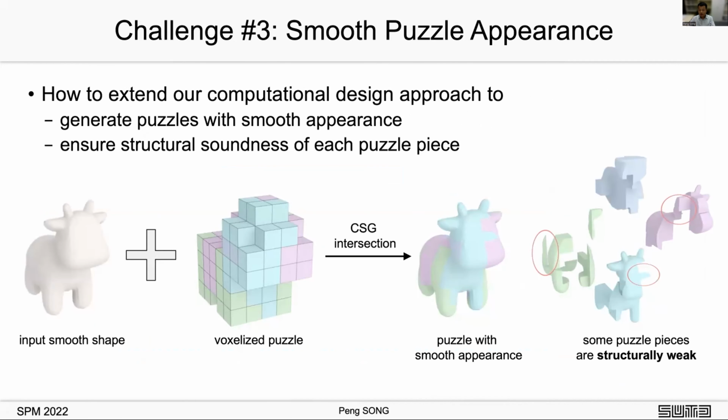The third challenge is how to extend our computational design approach to generate puzzles with smooth appearance, so that a single CSG intersection operation between the input smooth shape and the voxelized puzzle pieces may result in structurally weak puzzle pieces, as highlighted by the red circles.